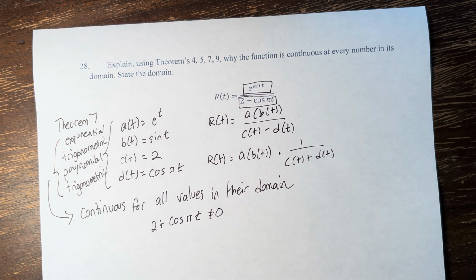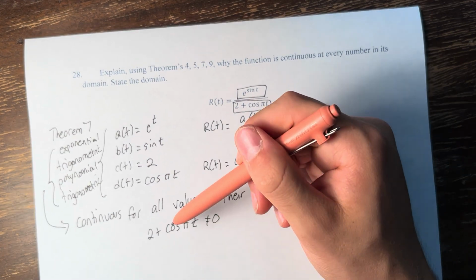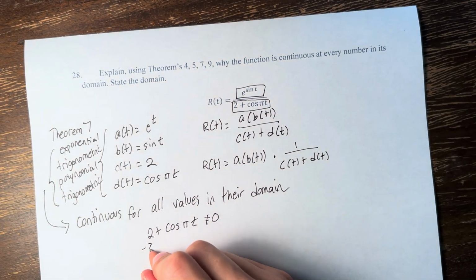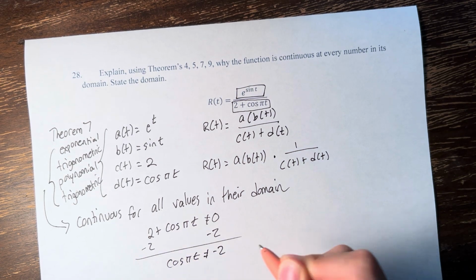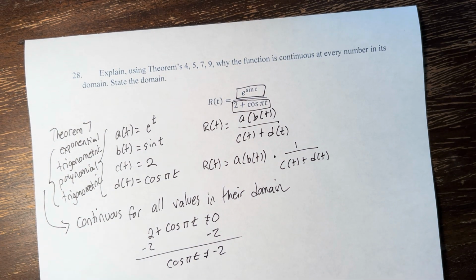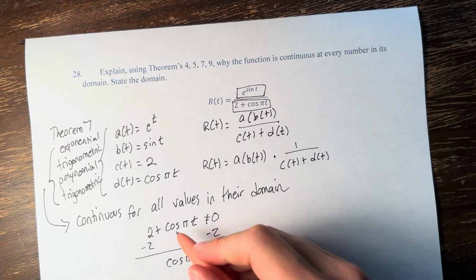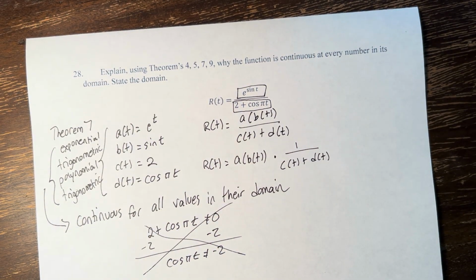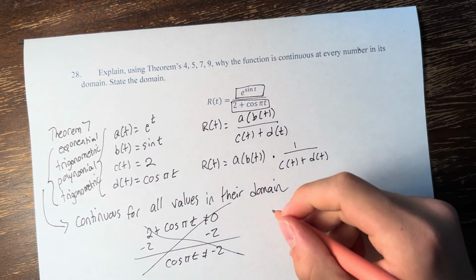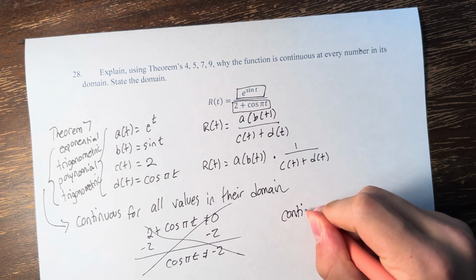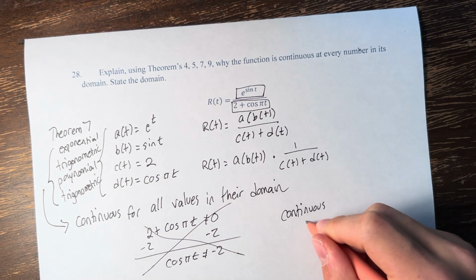The value of the denominator cannot equal 0. Therefore, cosine of pi t cannot equal -2. Cosine is a function which oscillates between -1 and 1. It never hits -2, so therefore there's not even a restriction there. And therefore we can say that r of t is not only continuous at every number in its domain, it is continuous for all real numbers.